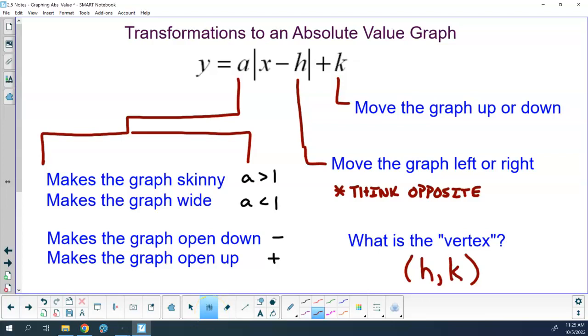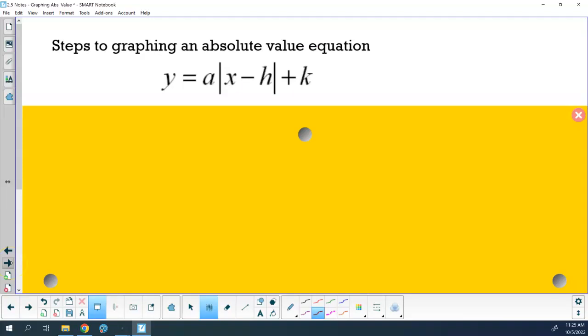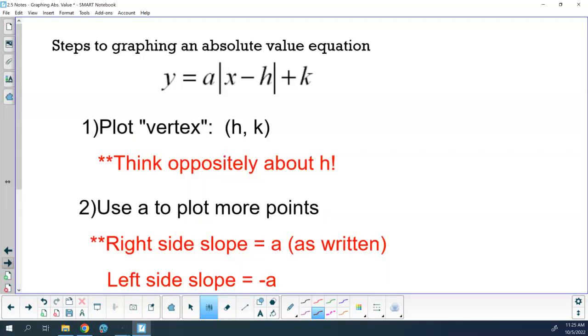But again, with the h, we have to think opposite. So if it's minus 4, that's really an h value of positive 4. So let's do the exact same graph that we just did. Oops, I forgot the steps to solve it. Okay? So the steps are really easy on this one.